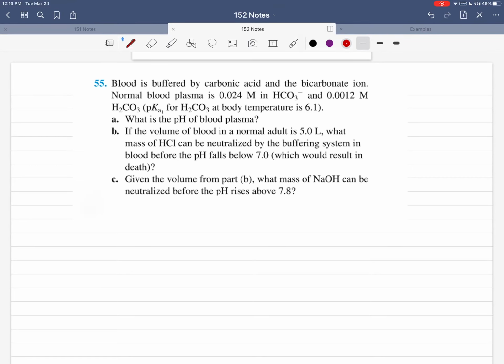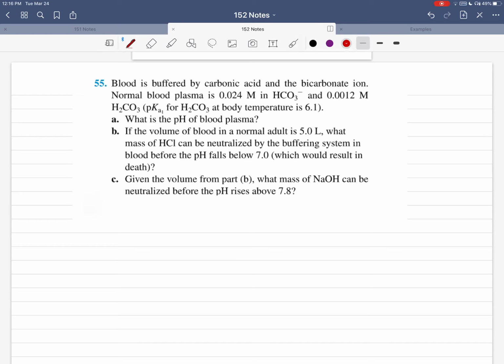Day 18, buffers. Number 55, the blood problem. The blood problem is probably one of my favorite Chem 2 problems. We're going to do A, and then the next video will be B, and I'll leave you to do C. Hint, hint, hint. All right.